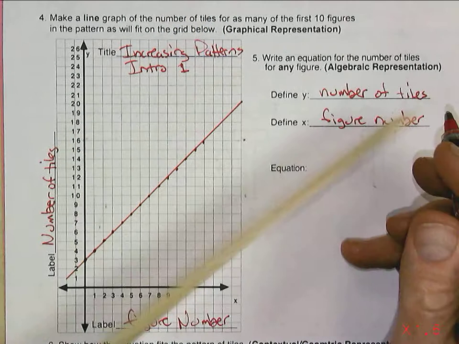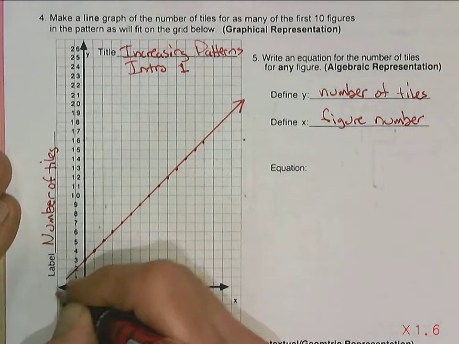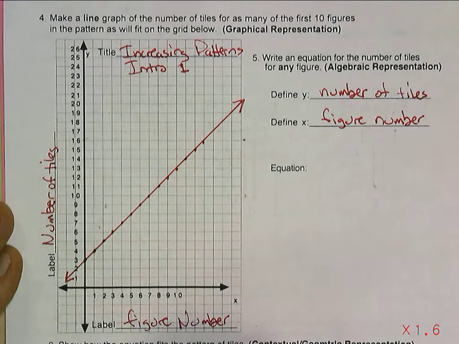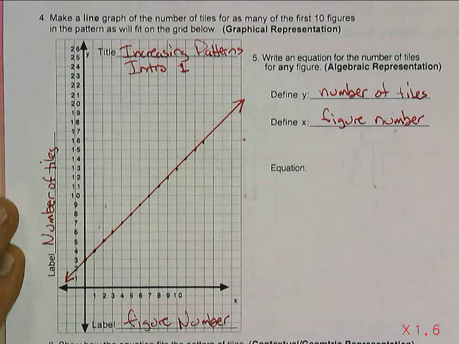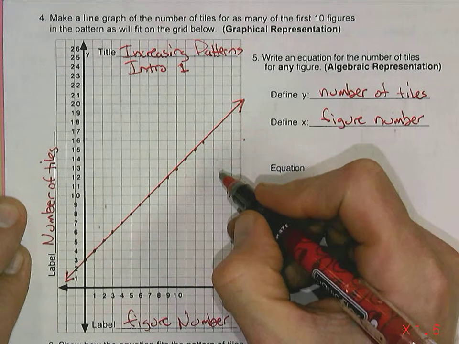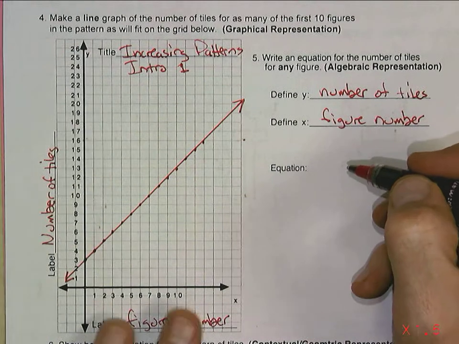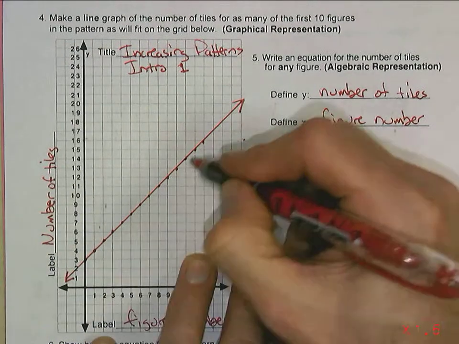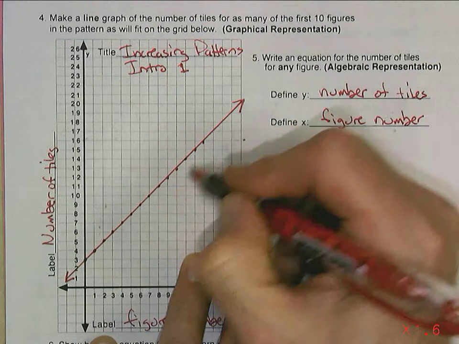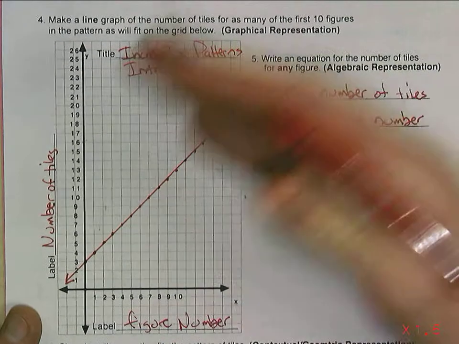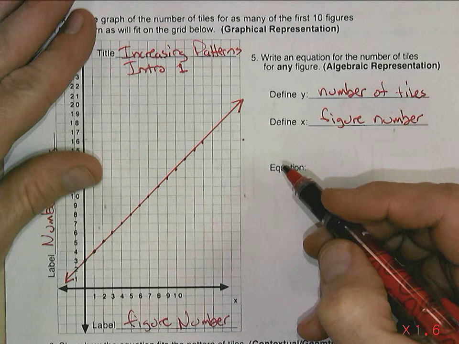And so now I have a graphical representation. It extends in either direction, continues on. And so there's my graphical representation of this particular pattern. So you can see it's increasing at a regular, predictable rate. You could go on, as far as we went in either direction, to find the number of tiles for any figure.